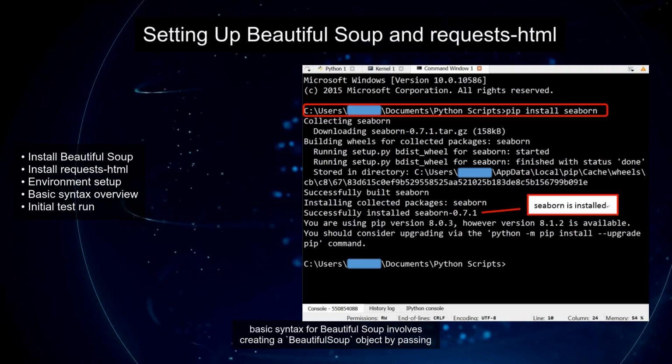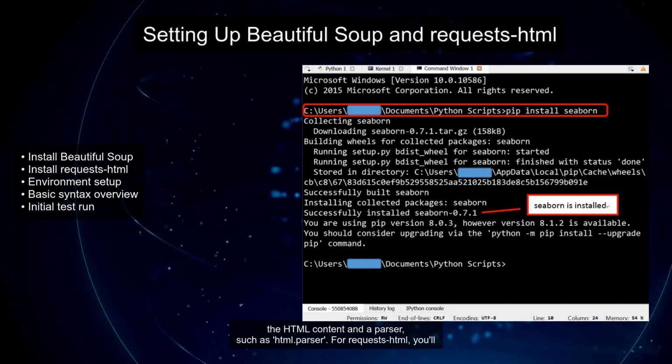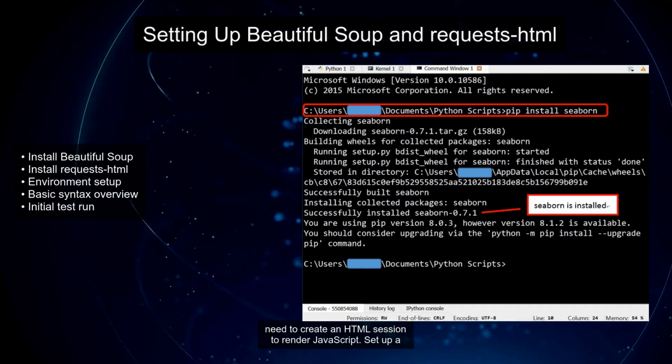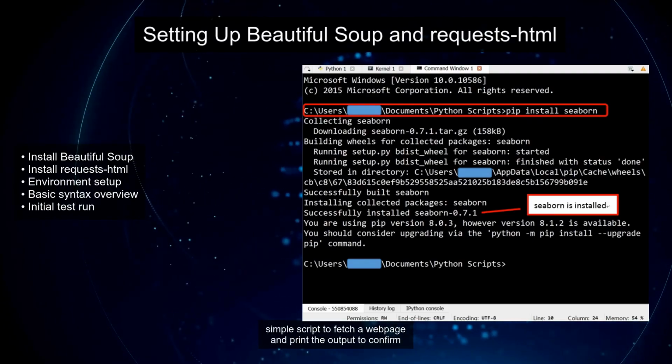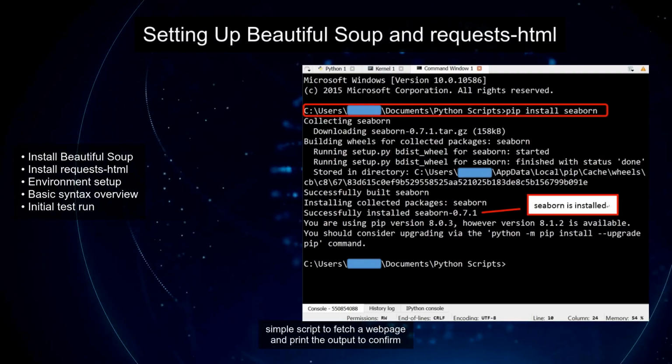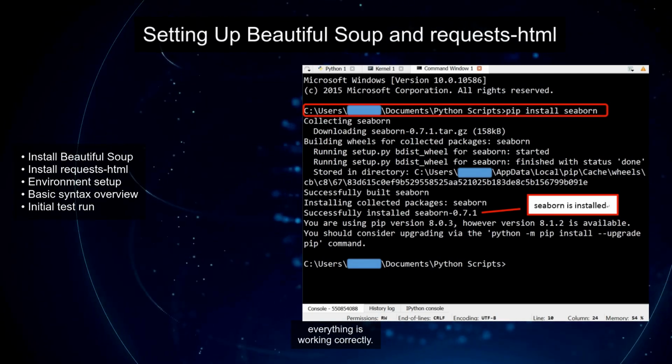The basic syntax for Beautiful Soup involves creating a BeautifulSoup object by passing the HTML content and a parser, such as html.parser. For requests HTML, you'll need to create an HTML session to render JavaScript. Set up a simple script to fetch a web page and print the output to confirm everything is working correctly.